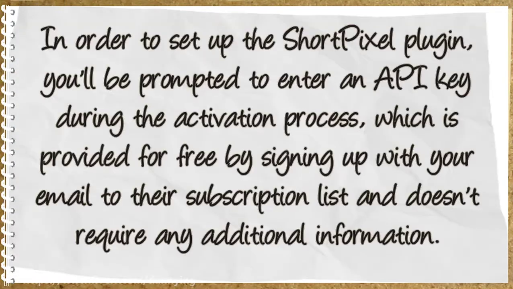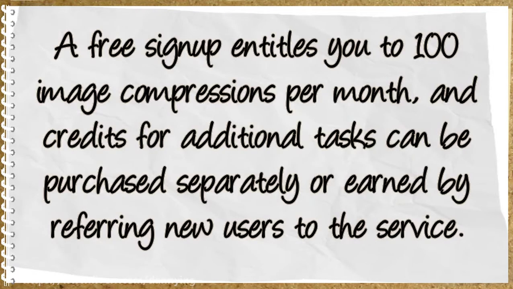In order to set up the Short Pixel plugin, you'll be prompted to enter an API key during the activation process, which is provided for free by signing up with your email to their subscription list and doesn't require any additional information. A free sign-up entitles you to 100 image compressions per month, and credits for additional tasks can be purchased separately or earned by referring new users to the service.